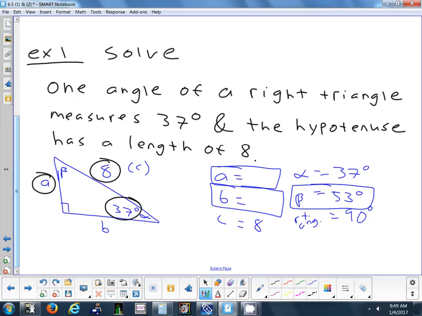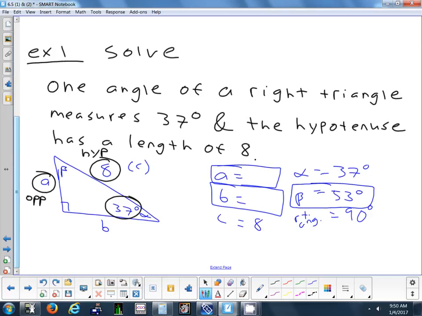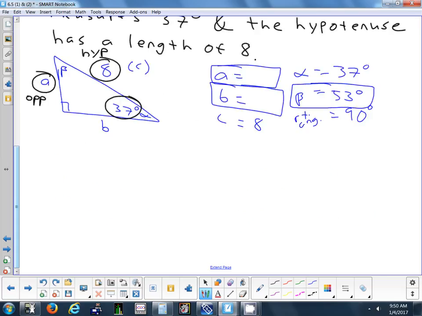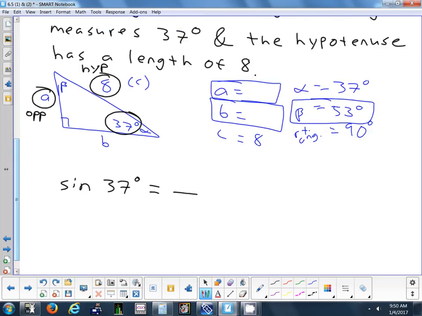What's the name of this side since it's farthest away? It's opposite. What's the name of this side since it's across from the 90? Hypotenuse. So now we can answer that question. We know the hypotenuse. We want the opposite. There's only one trig function that has those two. Sine. Because we're using opposite and hypotenuse, that's sine. And what's the angle I'm using? The 37. What's opposite the 37? A. And what's the hypotenuse? 8.